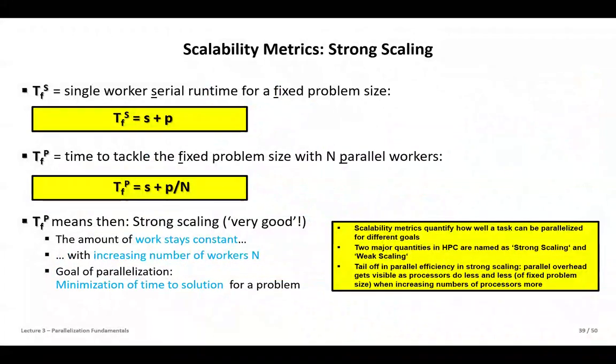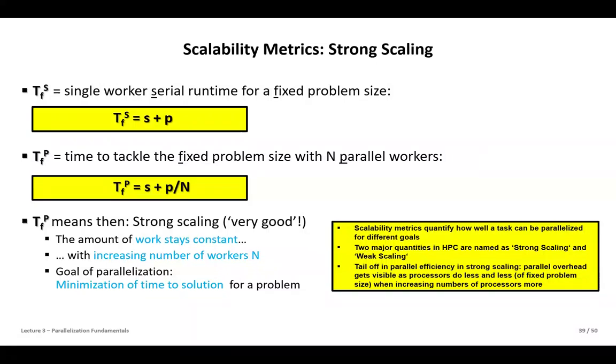So let's have some small formulas before we go again to some plots. When we say strong scaling, again, we have this kind of fixed size problem, right? This is now this TFS, which basically comes out of the serial part of an application plus a parallel part.